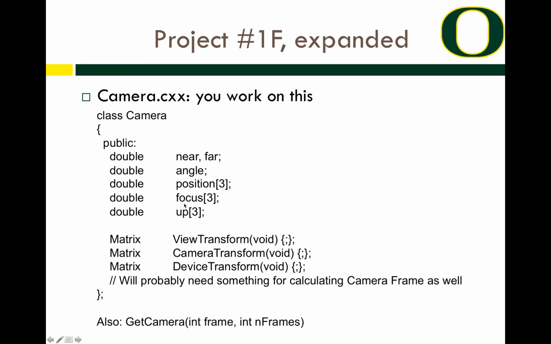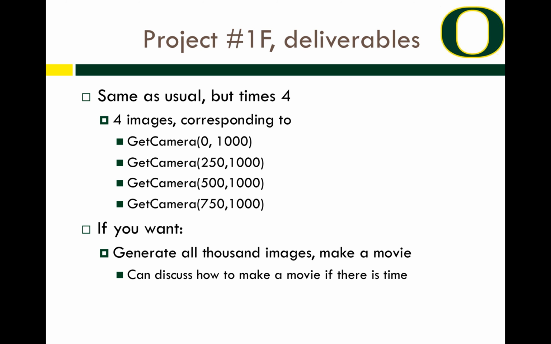Camera.cxx, you're going to work on this. I'm giving you the data members, but you'll need to build the view transform, the camera transform, and the device transform, and you'll probably want something to set up the camera frame as well. Also, there is a function called get camera, and I give that to you. You can say how many frames you'd like, and then which specific frame you want. So if you call get camera 0 1000, it gives you the first frame. If you call get camera 1 1000, it gives you something that's 1,000th of the way through the camera path. 2 1,000th would be 2 1,000ths of the way through the camera path, and so on. So I've implemented that for you, and it's a way you can generate a bunch of camera positions.